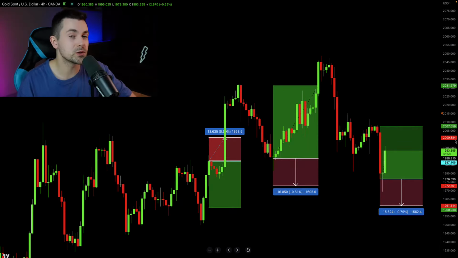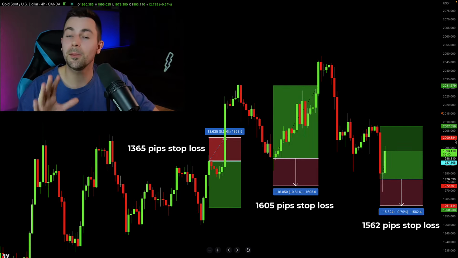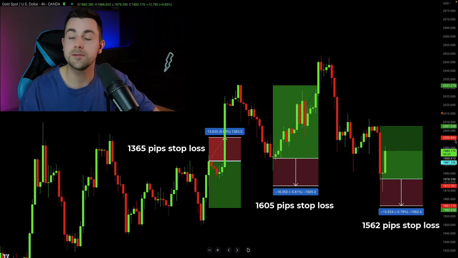First of all, let's discuss why you need to measure lot size for your trades. If you trade price action, if you trade key levels, most likely the pip value of your stop loss is always different. Sometimes your stop loss is 1000 pips, sometimes your stop loss is 500 pips, and sometimes your stop loss is just 50 pips.